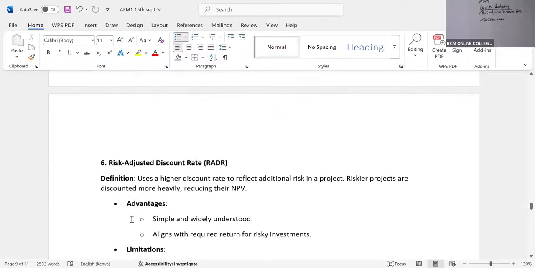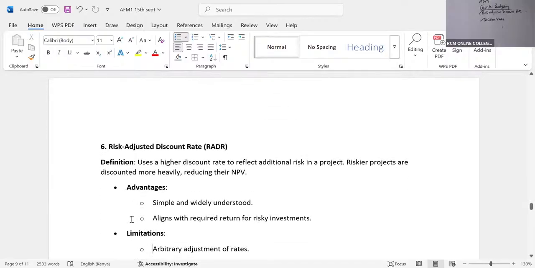All right. So we're looking at risk-adjusted discount rate. I don't know which number it is, but the concept is what matters most. So we talk of risk-adjusted discount rate, RADR. It uses a higher discount rate to reflect additional risk in a project. Riskier projects are discounted more heavily, reducing their net present value. So riskier projects will have a higher cost of capital. The moment the cost of capital is very high, then automatically your net present value will really reduce.